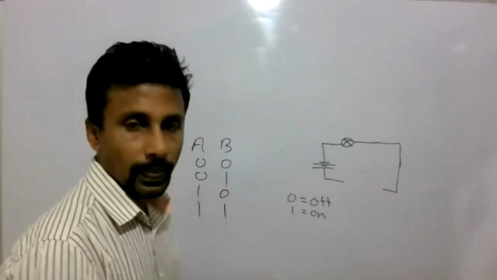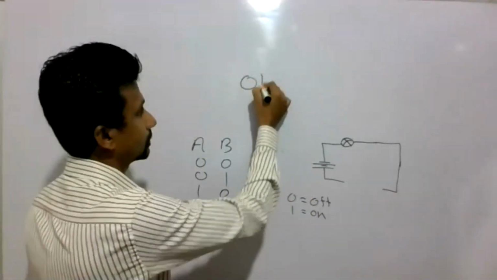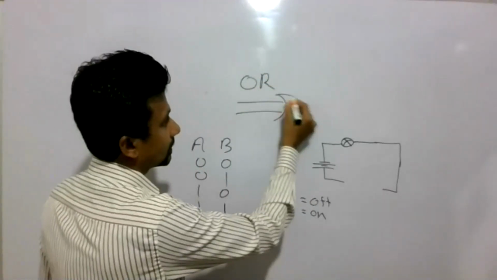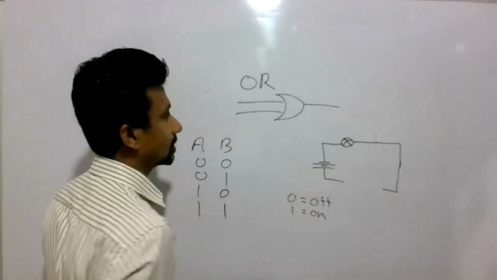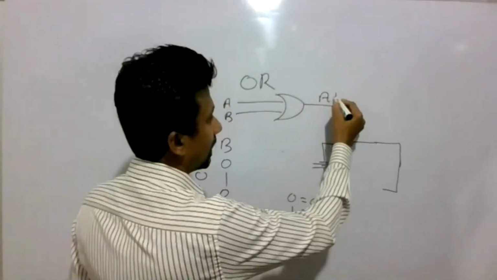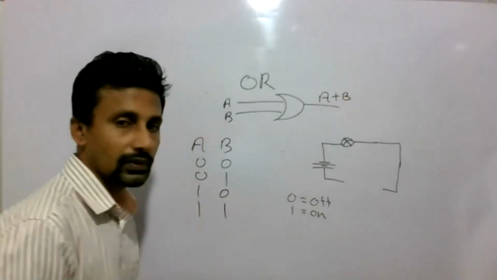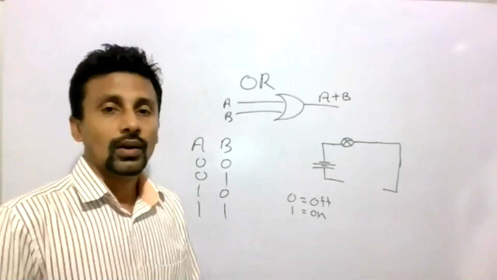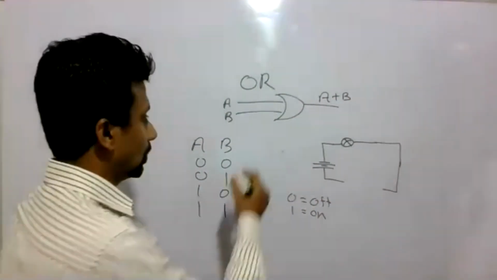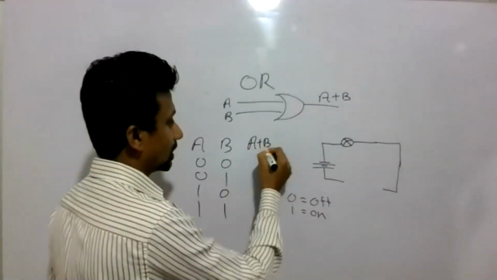Now I'm going to the OR gate. You have to draw it like this, like a small fish. If you input A and B, your output will be A plus B. If you see the plus mark, you can decide it's an OR gate, right? So I am taking A plus B here.